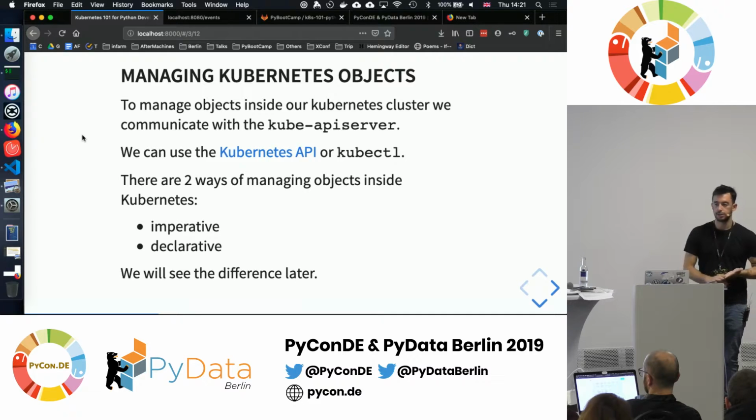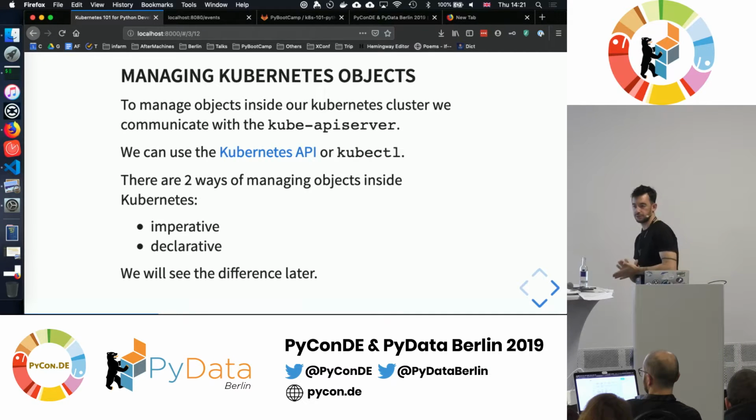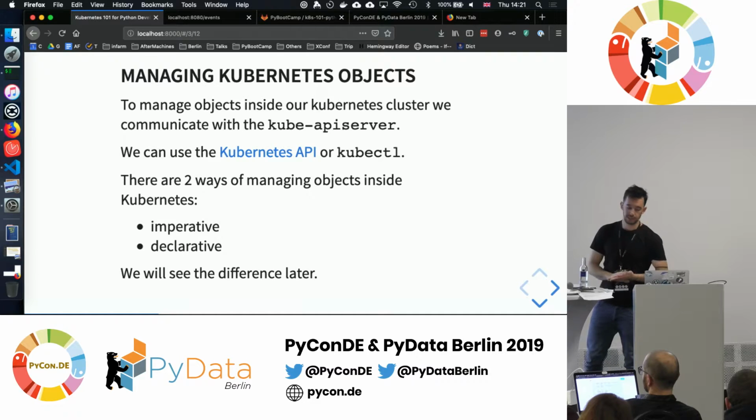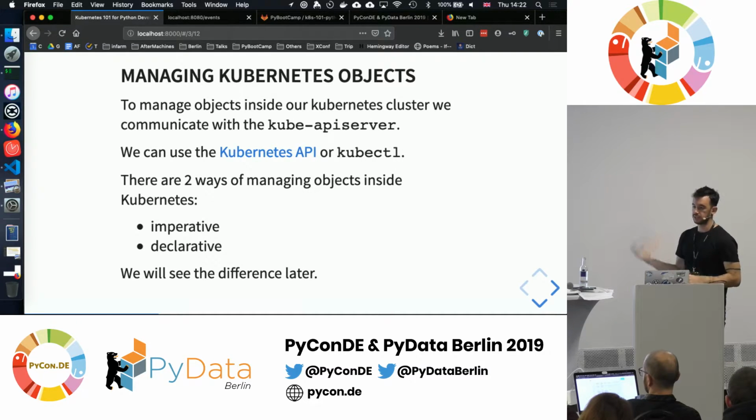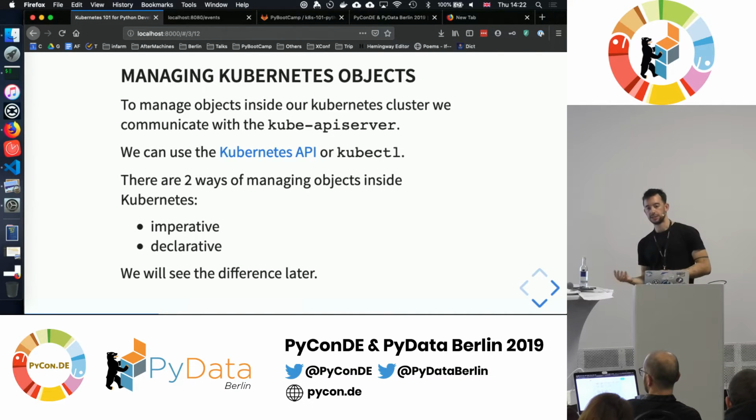So how do you connect to your Kubernetes cluster? There are different ways, but the main way is using the Kubernetes API. So there is an API specification. It's part of the official documentation. You can check it. And the best way to connect to your Kubernetes cluster from your local machine is using kubectl, which is the CLI to interact with Kubernetes. And there are mainly two ways to manage objects inside a Kubernetes cluster. One is called imperative, and the other one is called declarative.